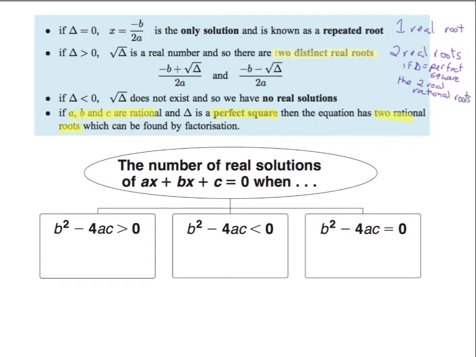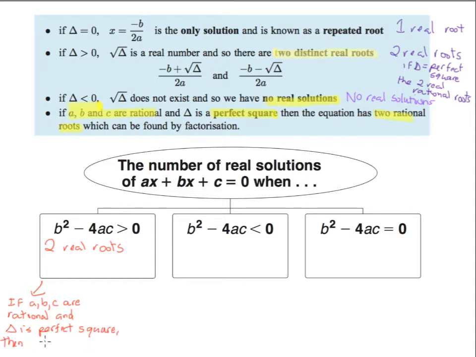If the discriminant is less than 0, then we have a negative underneath the square root, which does not exist. And so we do not have any real solutions to this type of problem. To summarize, when b squared minus 4ac is greater than 0, we will have two real roots to the problem. If a, b, c are rational numbers and the discriminant is a perfect square, then these two real roots will be rational.